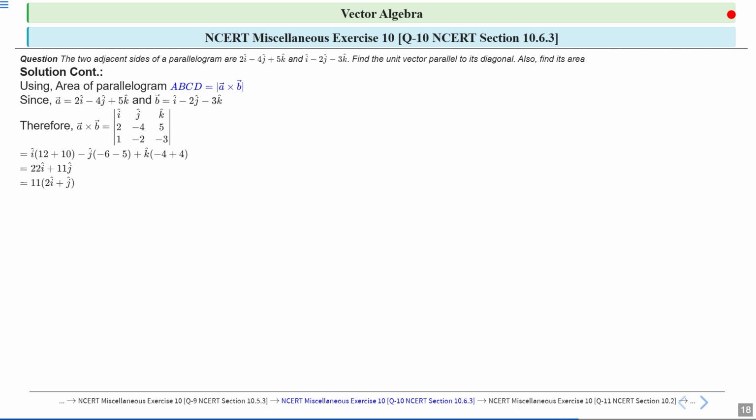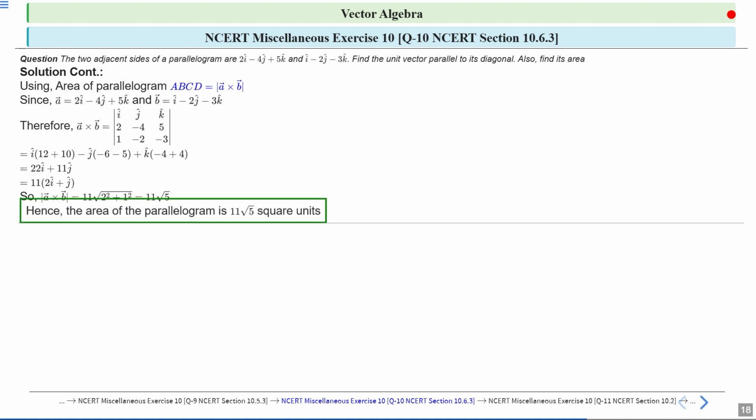When we take 11 common, it will be 11 times (2i cap plus j cap). So the magnitude of a cross b will be 11 times root over 2 square plus 1 square, which is 11 root 5. Hence the area of the parallelogram is basically 11 root 5 square units.